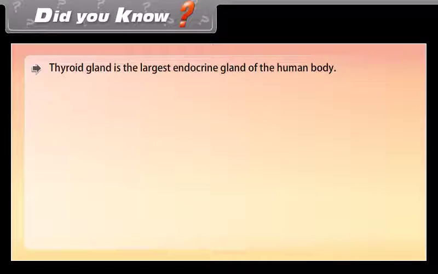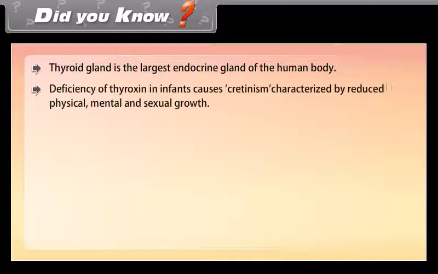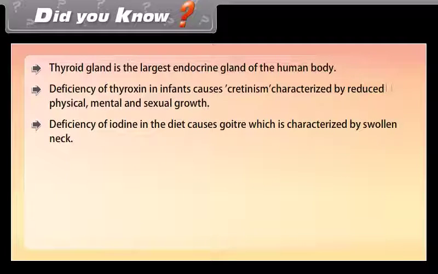Did you know? Thyroid gland is the largest endocrine gland of the human body. Deficiency of thyroxine in infants causes cretinism, characterized by reduced physical, mental, and sexual growth. Deficiency of iodine in the diet causes goiter, which is characterized by swollen neck.